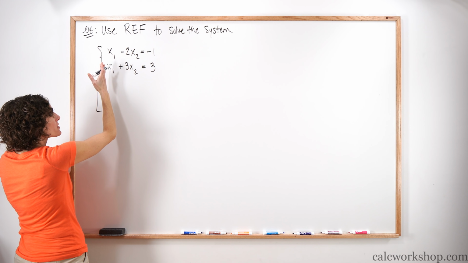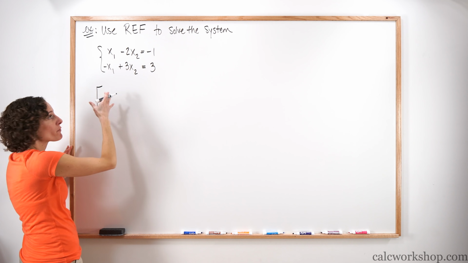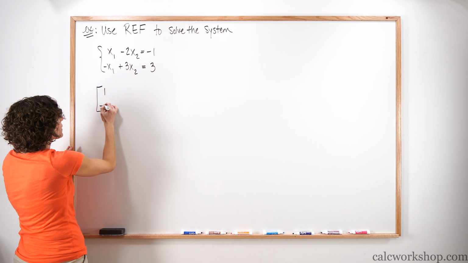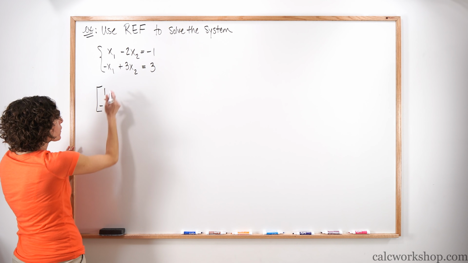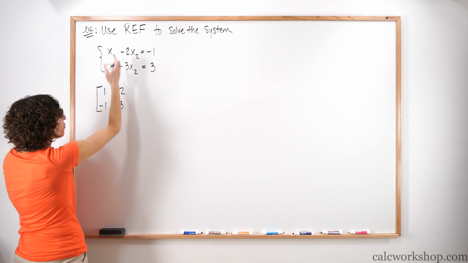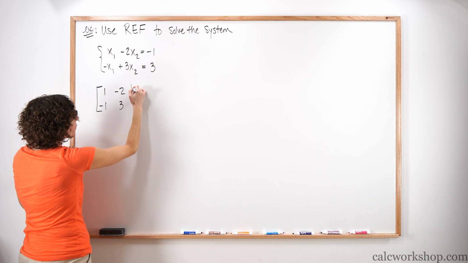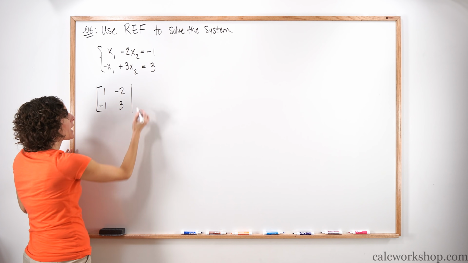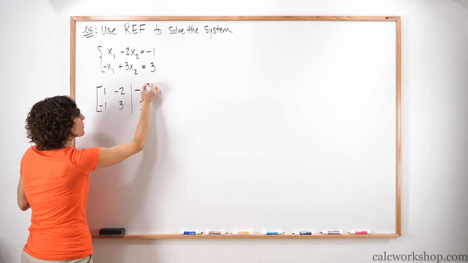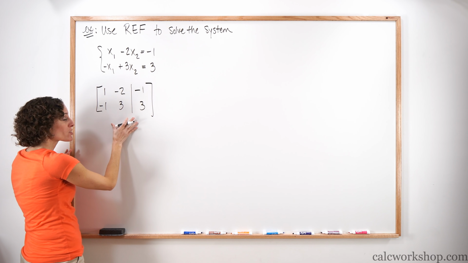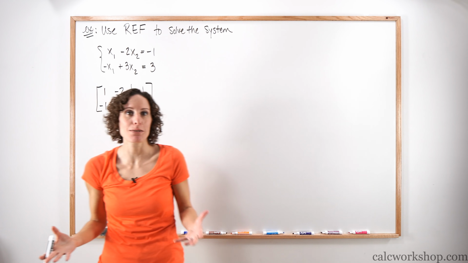So here we go. We're going to keep our columns nicely organized and pull out the coefficients. So we've got 1 and -1 for the x1 column. We have -2 and 3 for the x2 column. We're going to put our bar in for the equal sign, and then -1 and 3. So we've now successfully created that augmented matrix.